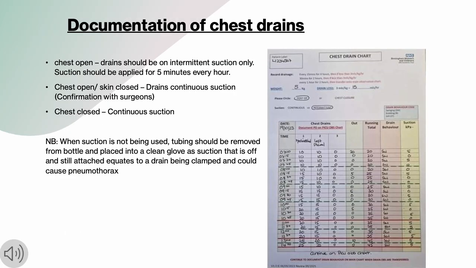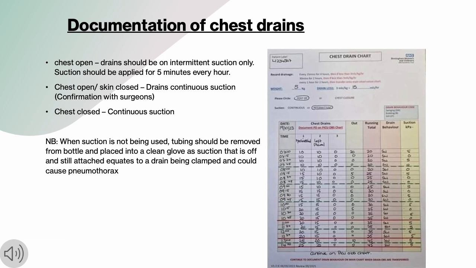When a patient arrives from cardiac surgery, it is important to identify whether they are chest open, skin closed, or chest closed. This plays an importance on how drains are placed on suction. If a patient is chest open, drains should be placed on intermittent suction only. This suction should be applied for approximately 5 to 10 minutes before being stopped.